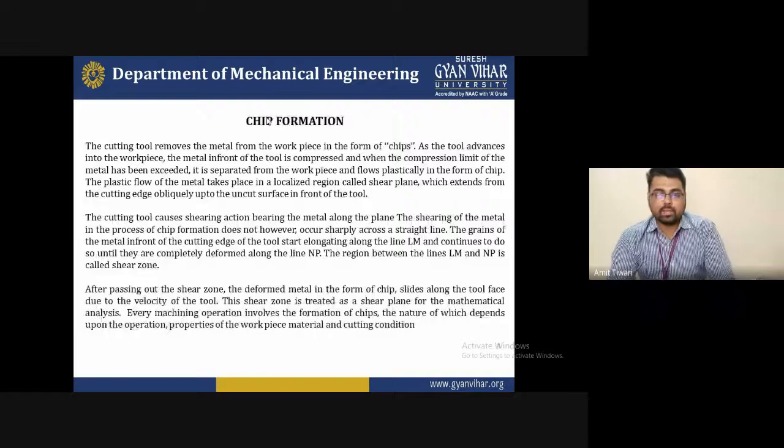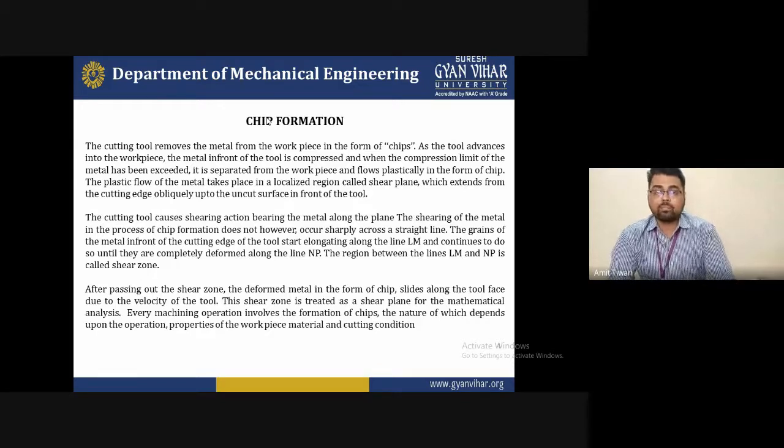Now let's start with the formation of chip. Basically, the cutting tool removes the metal from the workpiece in the formation of the chip. As the tool advances into the workpiece, the metal in front of the tool is compressed, and when the compression limit of the metal has been exceeded, it is separated from the workpiece and flows plastically in the form of chip.